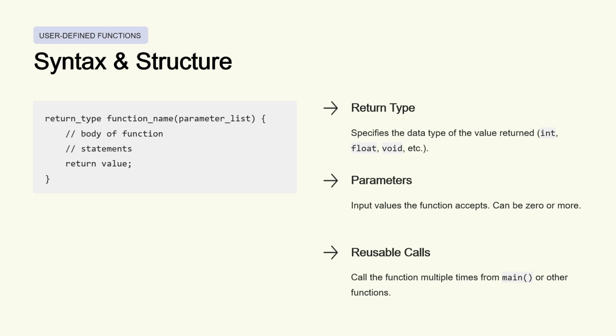So this is the syntax of user-defined functions. We have the return type. The return type specifies the data type of the value returned. It can be int, float, void, etc. And the parameter list specifies the input values the function accepts. It can be zero or more. And within the curly braces, we write the body of the function. And the return statement is used to return a value back to the calling function. So we can call the function multiple times from main or other functions.